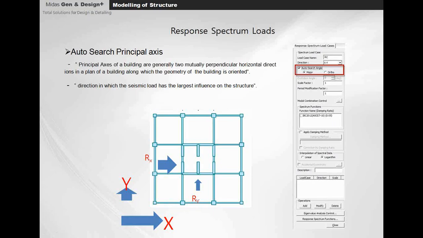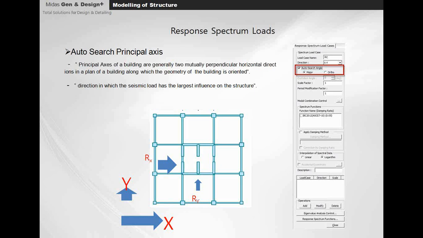So what is the principal axis? In the engineer's language, it is the direction in which the seismic load has the largest influence on the structure. Now for regular structures, like the plan shown on your screen, it is very easy. You can find out by naked eye what the angle of the principal axis will be.